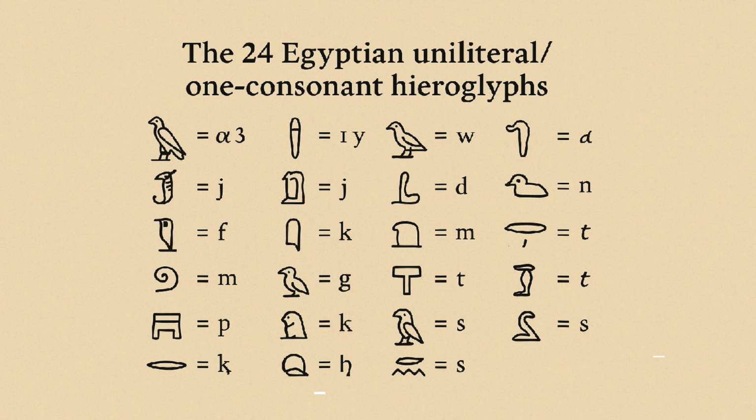There you have it, the 24 sound signs that form the backbone of Egyptian hieroglyphic writing. These are the alphabet before alphabets existed, each one a tiny work of art that also happens to spell things.